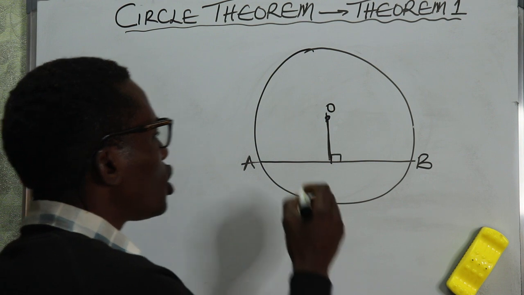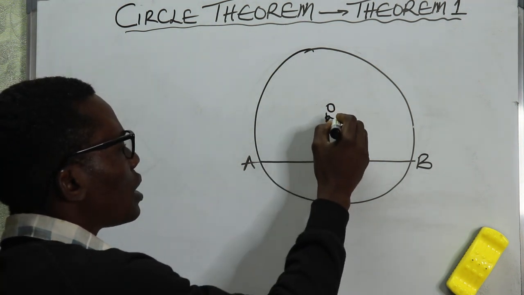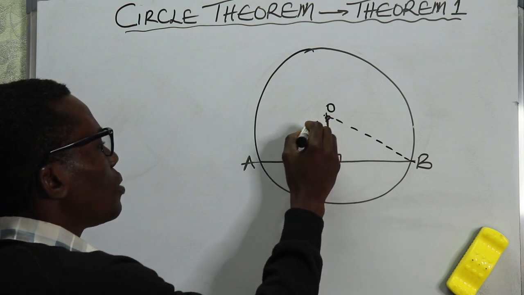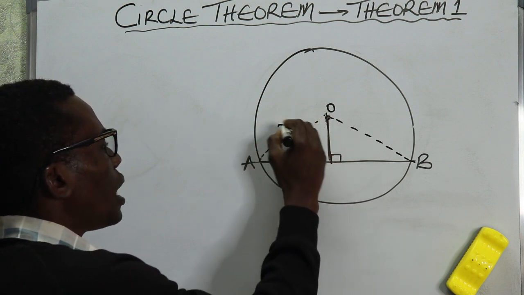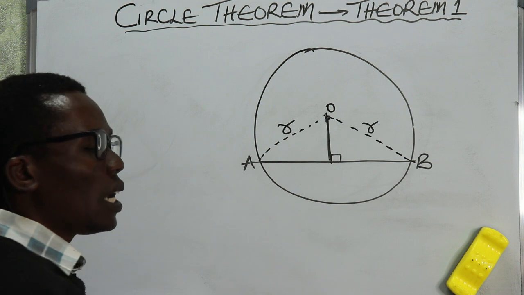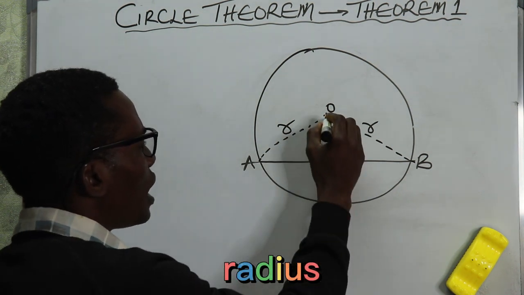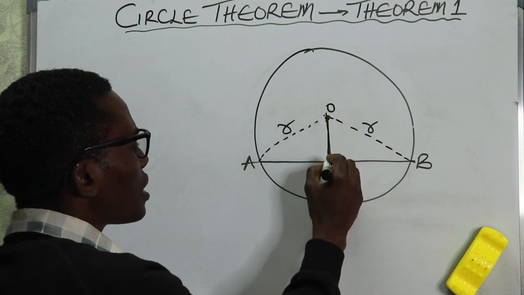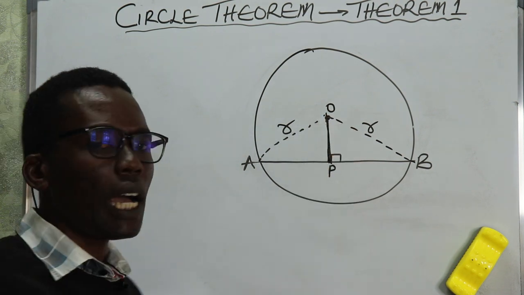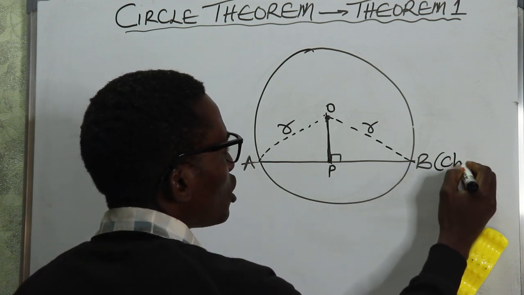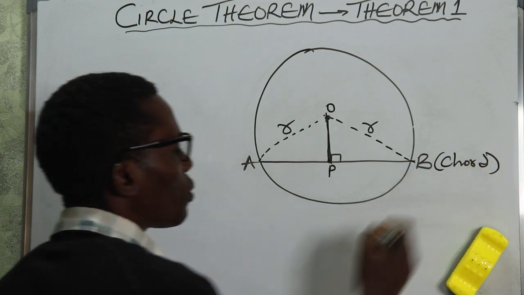Now, when we look at this theorem properly, from the center of the circle to this part of the chord, we have the radius. So if we take this point where the line bisects the chord, we take it at B, we have come to analyze this theorem. Now let's analyze this theorem properly.